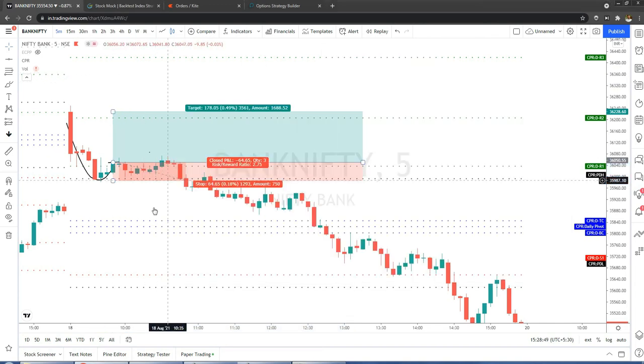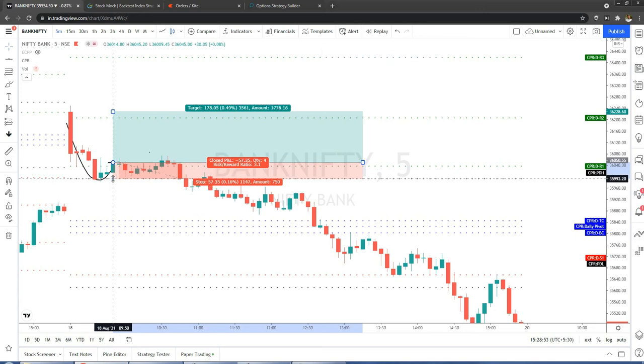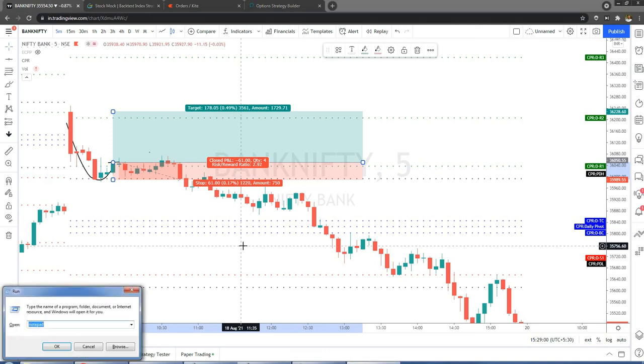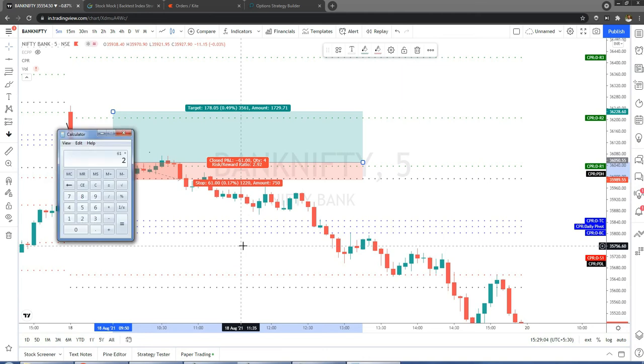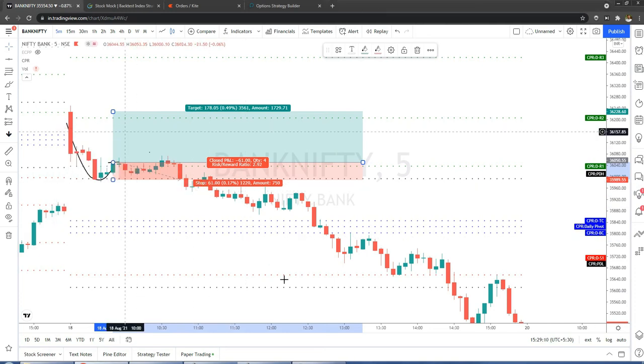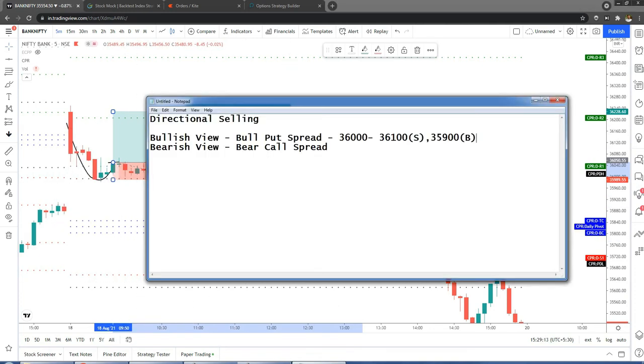That's how it works. Consider if you had taken this trade in the futures. If you see here, the stop loss is 61 points, right? So 61 points could incur 1,500 rupees loss. So this is very huge, right?